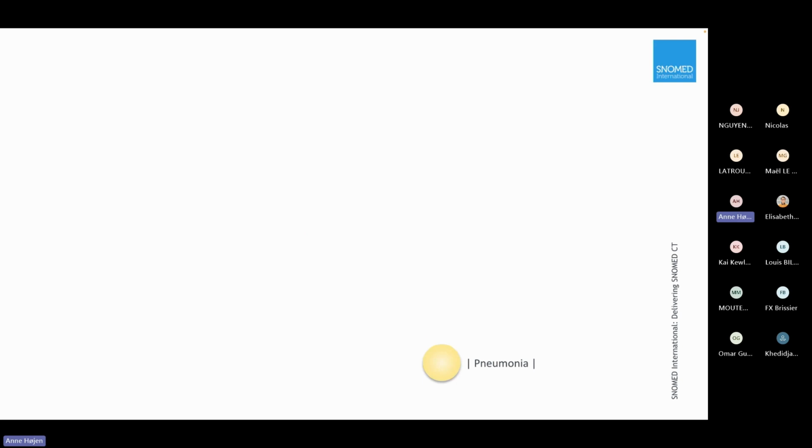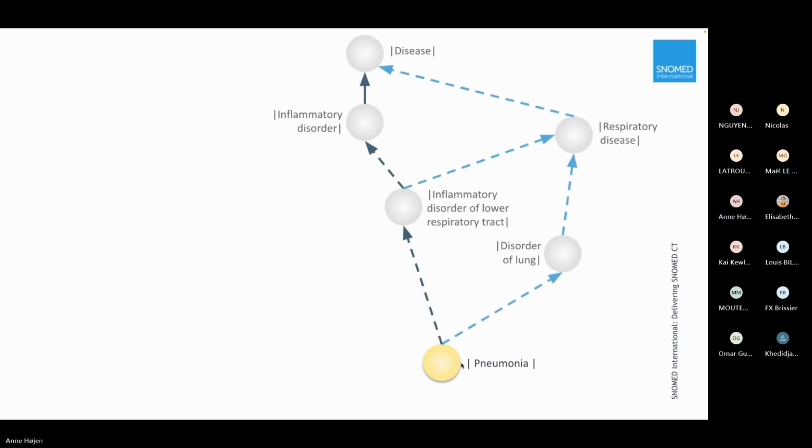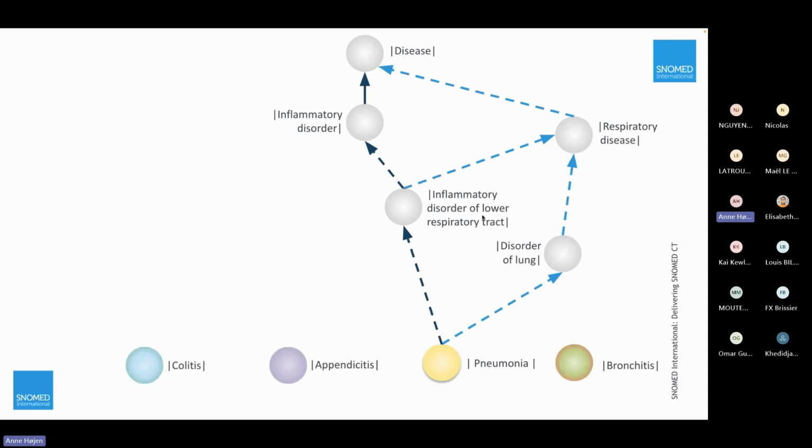So let me just show you the principles. Here's the concept, pneumonia. That is part of the hierarchy in SNOMED. It sits under a pretty high level concept called disease. And it has a range of intermediate concepts. I just show some of the main ones here, but there are many others.